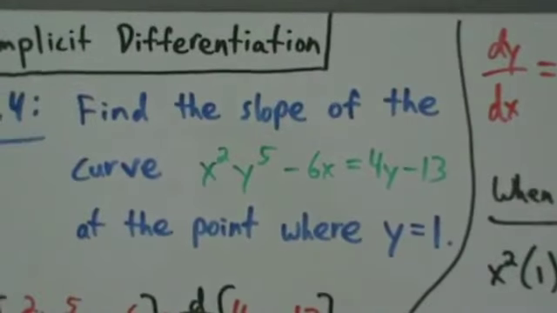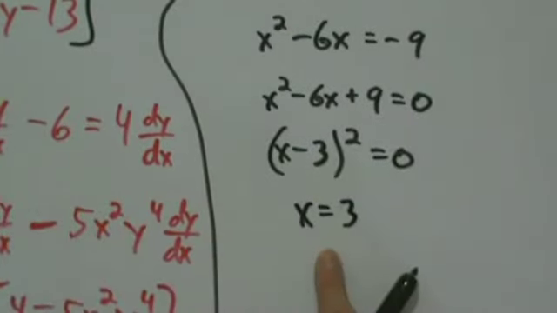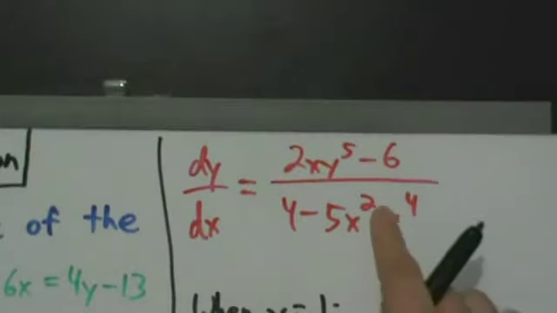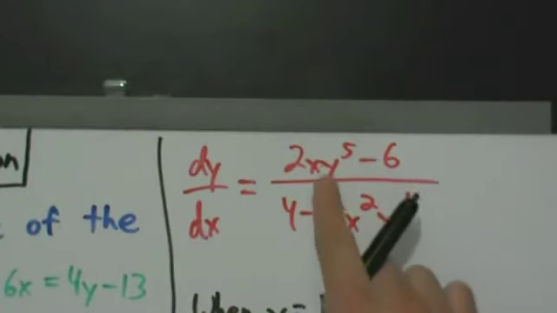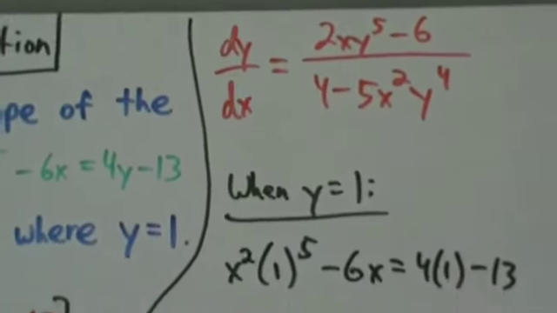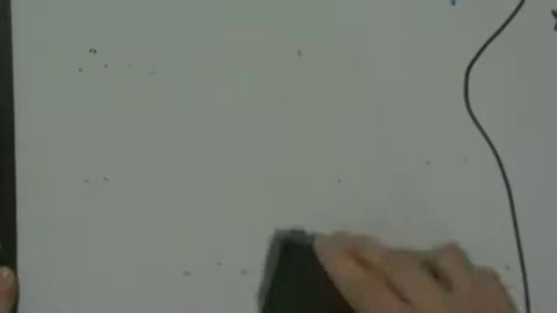So we're finding the slope of this curve at the point where y is 1, and we just found out that when y equals 1, x equals 3. So now we go back to our derivative here, and we can plug in y = 1 and x = 3. Let's go ahead and do that. Let's just erase some of this stuff down here, and we're going to plug in x = 3 and y = 1.